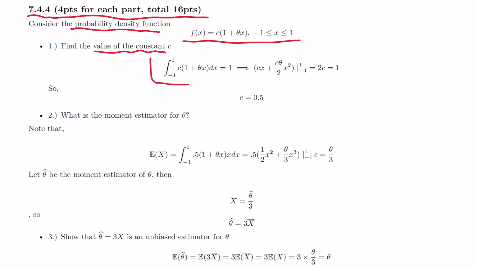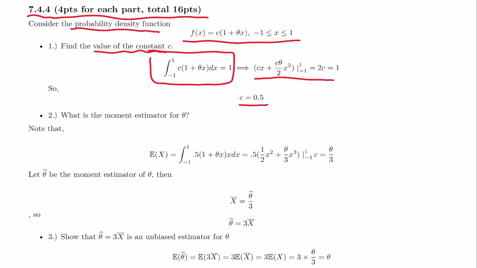This is the general property, right? Because we know for the PDF of a continuous random variable, the area under the curve over the interval has to be 1. Based on that, we use calculus. That's how we get C equals 1/2.